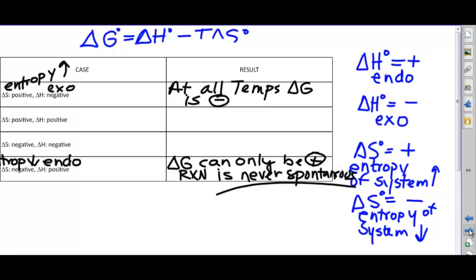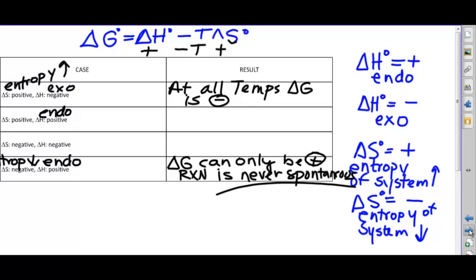So let's say that delta H is positive, so we're endothermic. They'll give you the delta H, and delta S is positive, which you can tell just by looking at the reaction. If you're making more gas, then entropy's going up. So delta S is positive, okay?